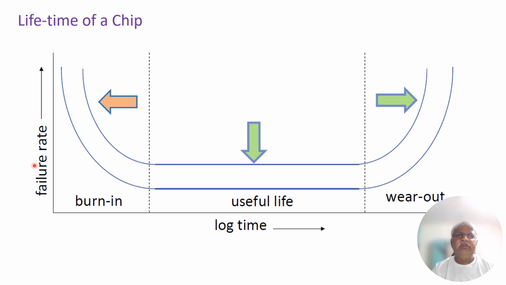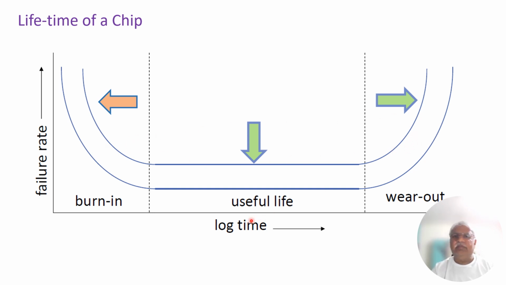The lifetime of a chip usually depends upon the number of failures and the time it survives. Here, if you observe, there are mainly three phases. First is the early life failure time, then the useful life period, and this one is the aging period when actual wear out will happen.